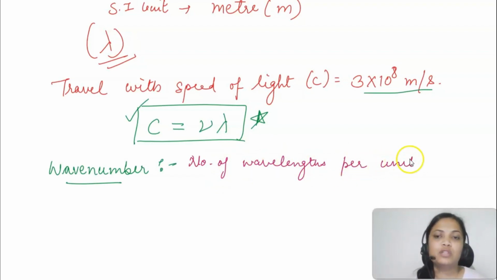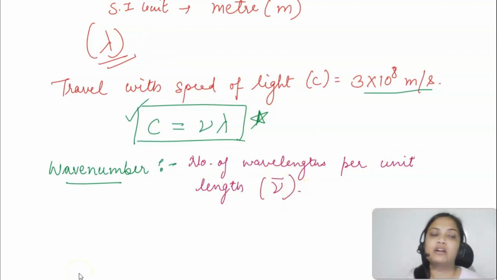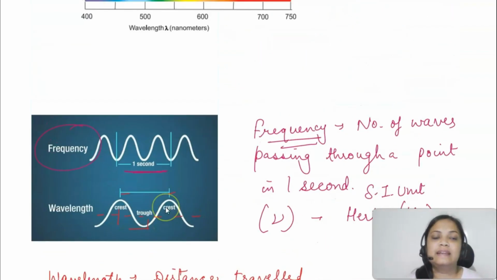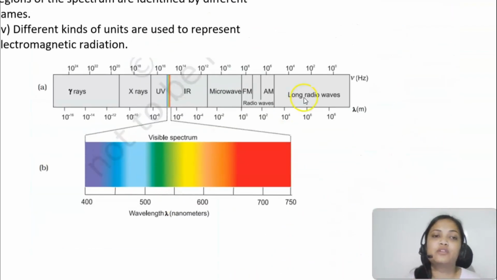Okay, so that is called the wave number, and its representation is nu bar. So that is the representation of wave number. Now you see this electromagnetic spectrum. Let me explain it a little bit.